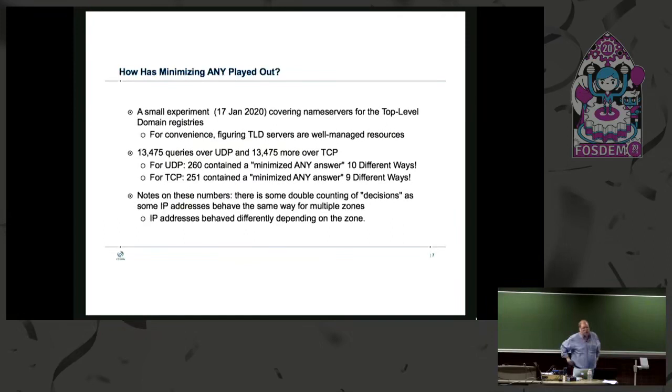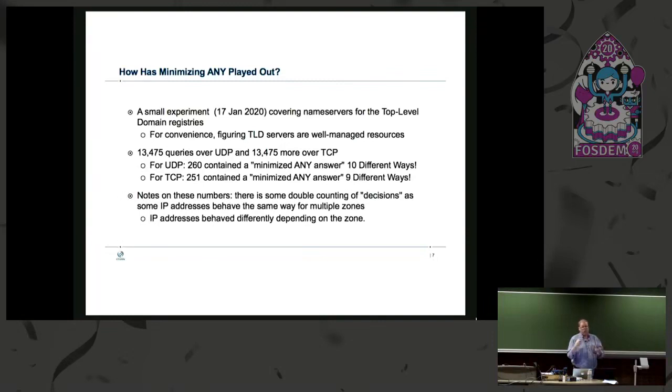So my little experiment: I run something where I do the ANY query all the time. I use it to look at the TLD operators, the tops of the TLD zones. And so I have an idea what's going to come back. So when I ran this, I ran 13,475 queries for this experiment. I don't normally do this, but I asked every name server for every TLD an ANY query. What did I get back?